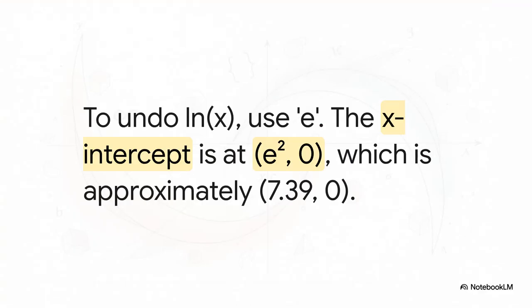Now how do we solve for x when it's stuck inside a natural log? Well, you have to use its inverse, which is the number e. We basically make both sides of the equation an exponent on top of e. That cancels out the ln, and poof, we get our answer. x equals e squared. So our x-intercept is precisely at the point (e squared, 0), or about (7.39, 0).